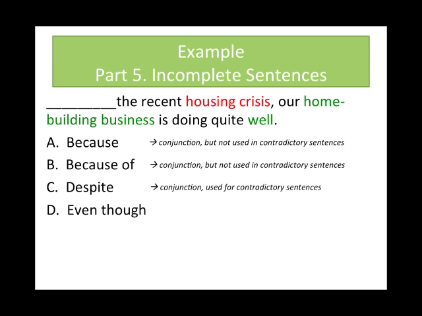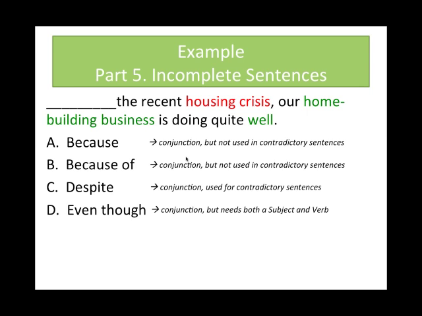And the last one, even though. Even though is a conjunction, but after even though, we need both a subject and a verb. In other words, we need a clause to go with even though, not a noun phrase like the recent housing crisis. Correct? As what we have just analyzed, A and B cannot be used in the contradictory sentences.